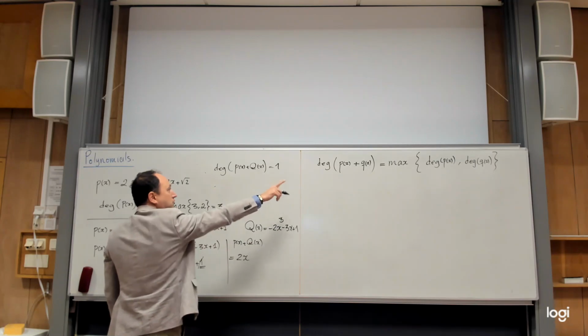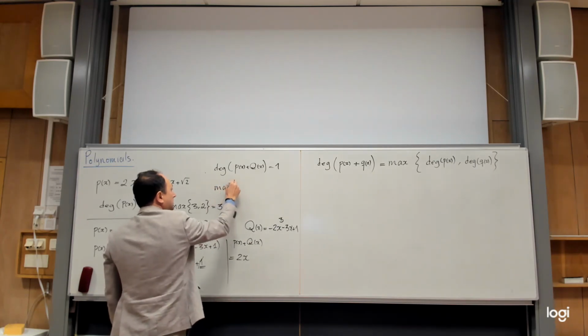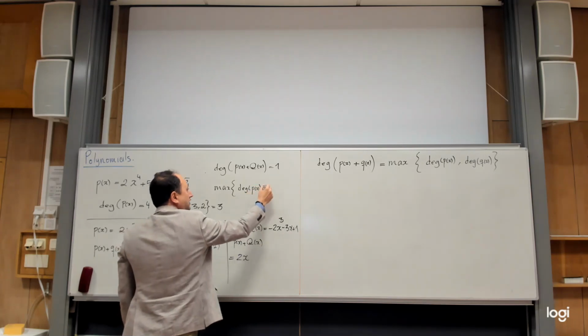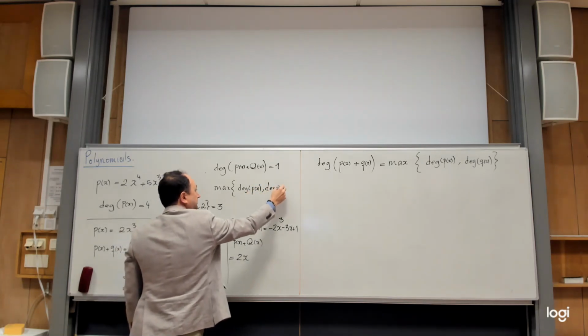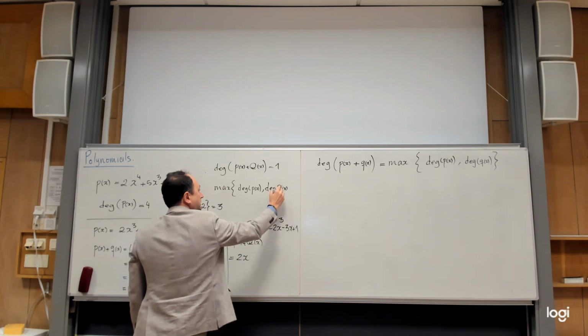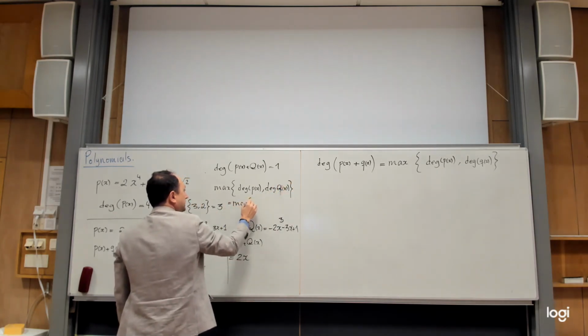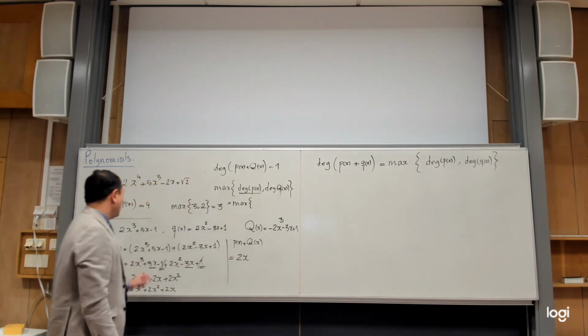But if I ask you to calculate the maximum of the degree of p(x) and the degree of Q(x), what would be your answer? This becomes the maximum. The degree of this is again 3.